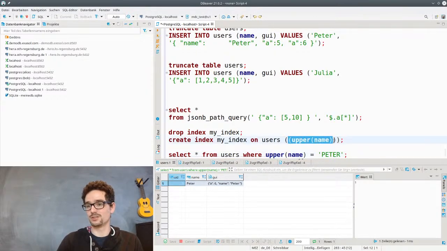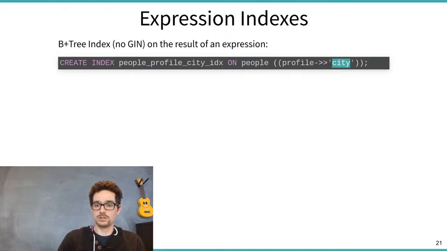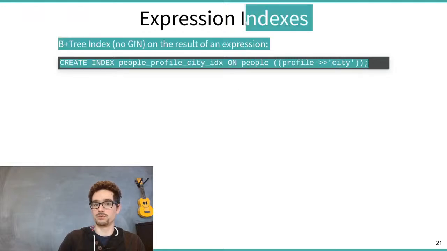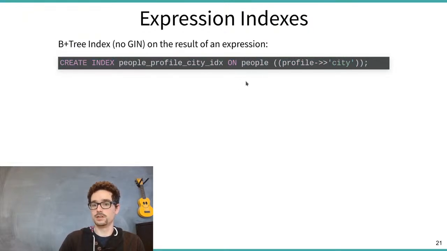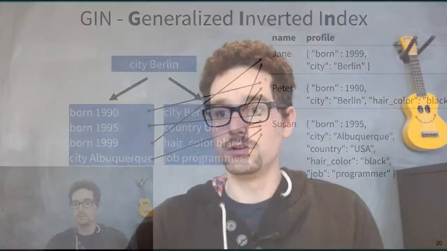The result of an expression is stored in the tree, and we can use it for storing the result of a JSON path expression or JSON expression here, this operation, to store the city values, and city is a field in a JSON column, into a normal B+ tree. This is one possibility. This is all you need for the exercise. More details about indexes we look at next week.